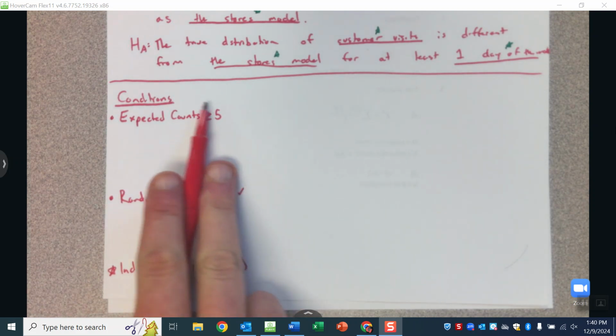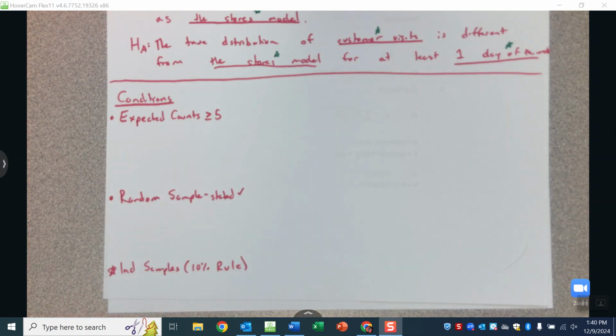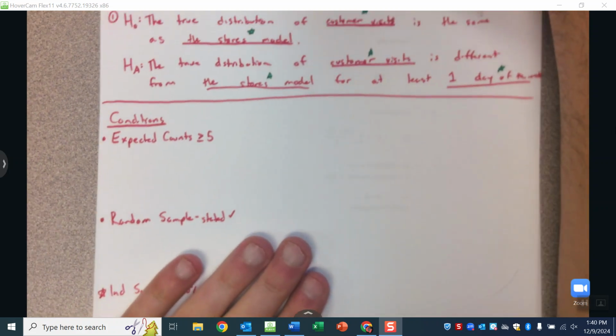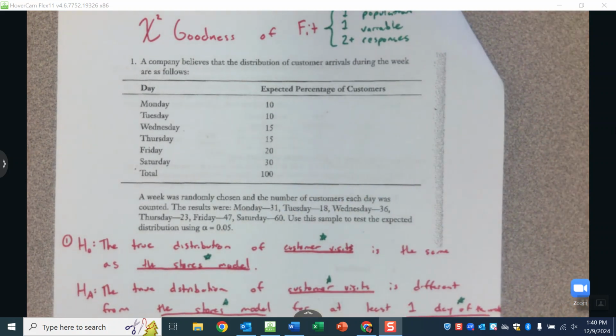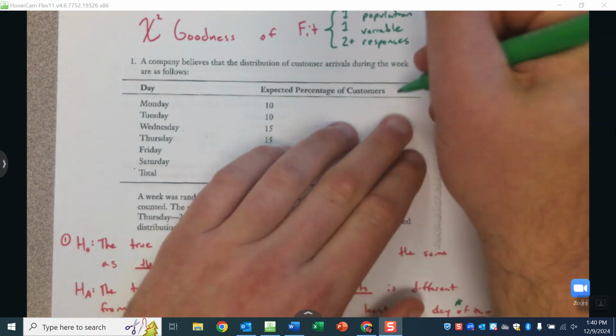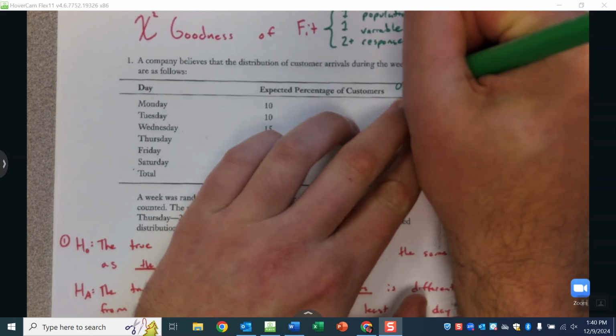All right, so now we need to address this guy. Are all of our expected counts more than 5? To check that, first we're going to need to come up with our expected counts. To come up with expected counts, first we need to know what our observed counts are.